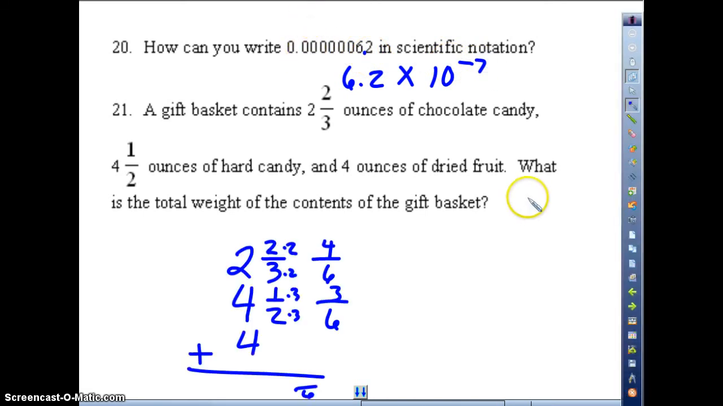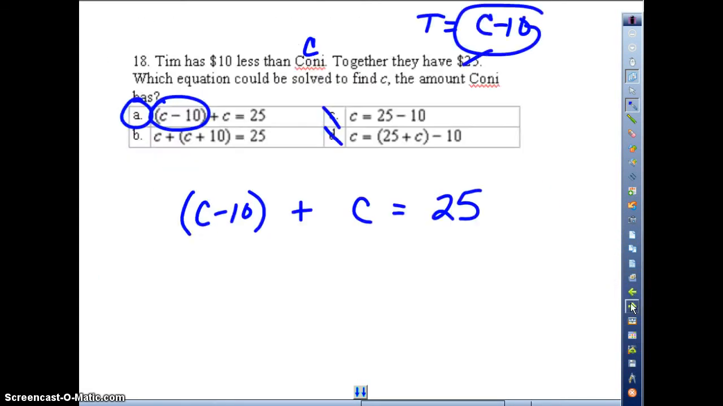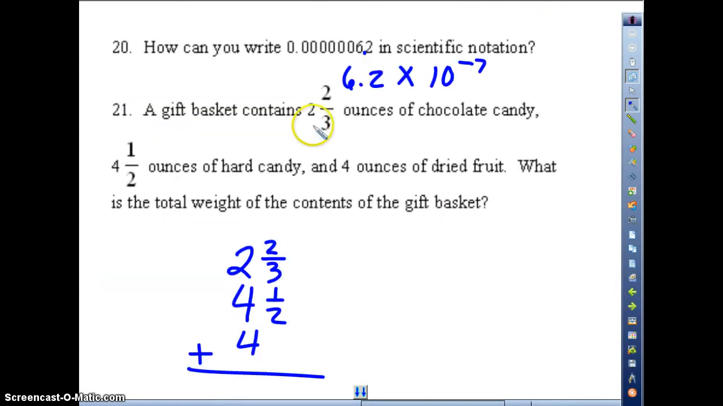21. A gift basket contains, let me back this up a minute, got a little ahead of myself. A gift basket contains 2 2/3 ounces of chocolate candy, 4 1/2 ounces of hard candy, and 4 ounces of dried fruit. What's the total weight of the contents of the basket? You're adding them all up, you need to have common denominators.